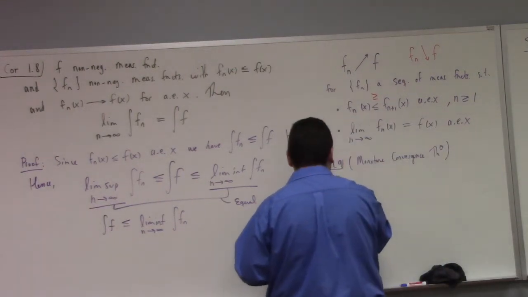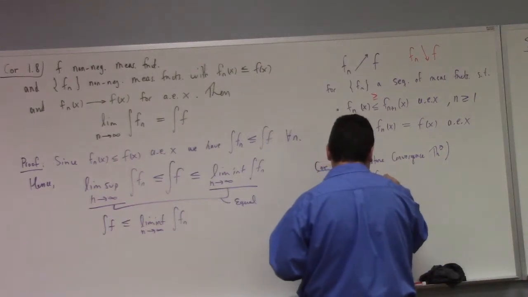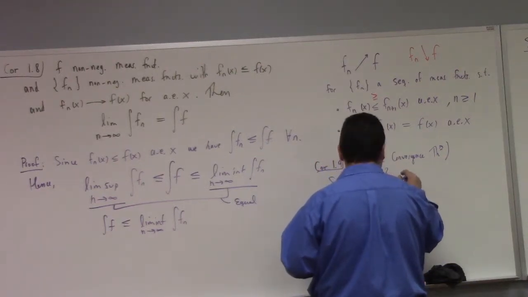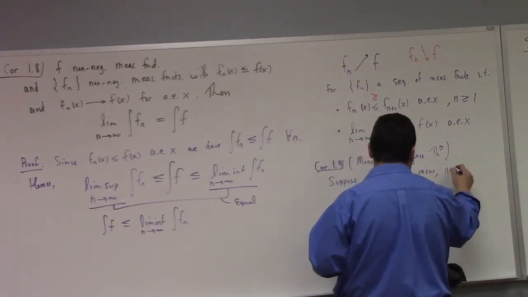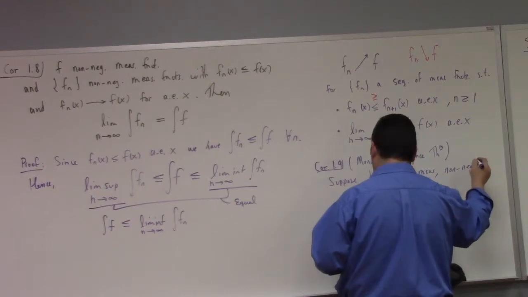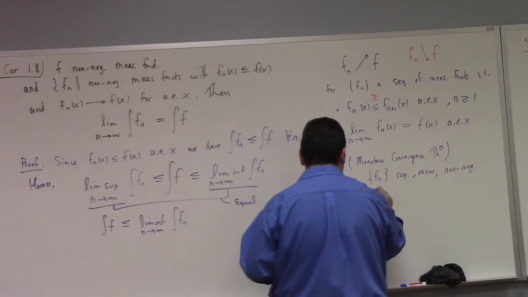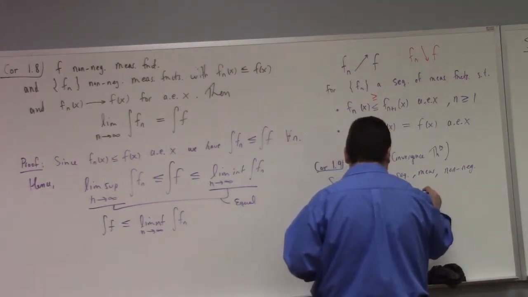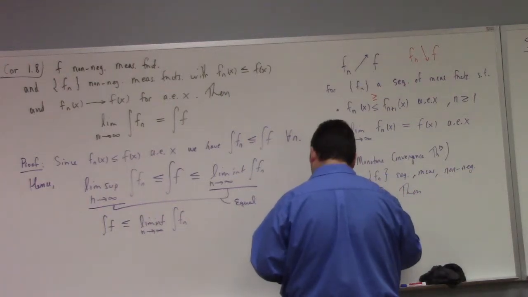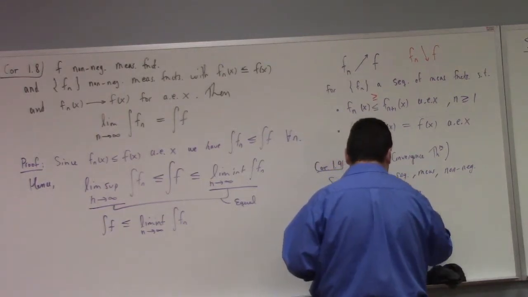So suppose you've got a sequence of functions, measurable, non-negative, with fn going to f. Then the integral of fn, the limit of that, is just equal to the integral of the limit function f.